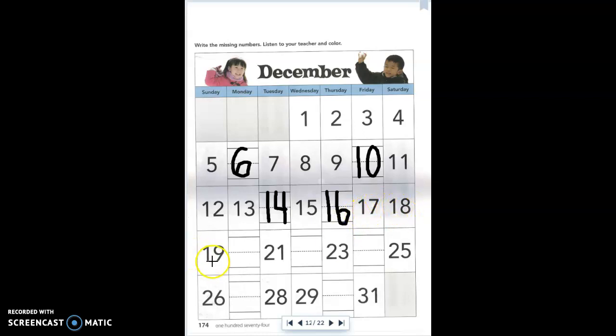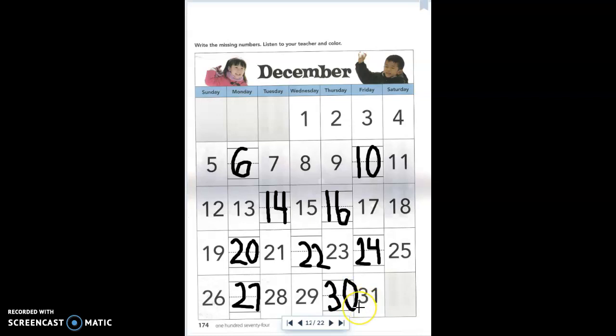17, 18, 19, 20. Remember, 20 is represented by a 2 and a 0. 2 sets of 10, 0 ones. Now I have 21. What would be next? 22. 23 is there. 24 would come after that. They give me 25. 26. I need to fill in 27. 28, 29, and then it'll be 30. That's 3 sets of 10 and no ones, and then 31 at the end.